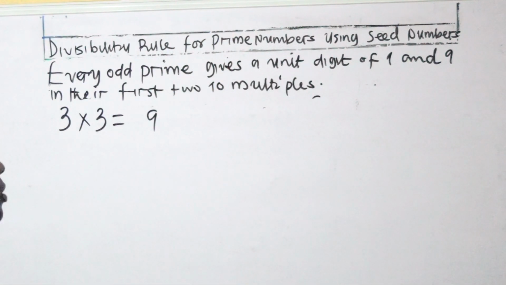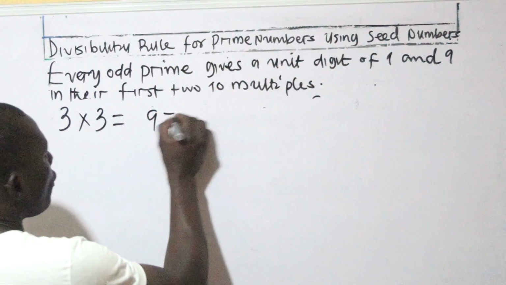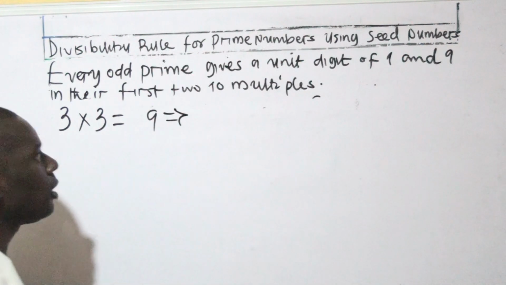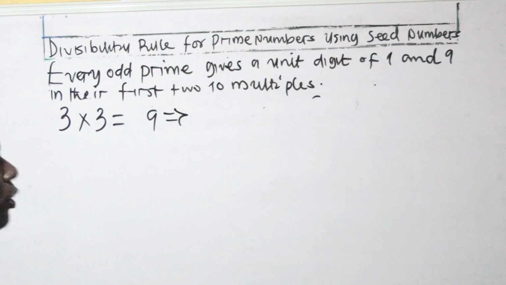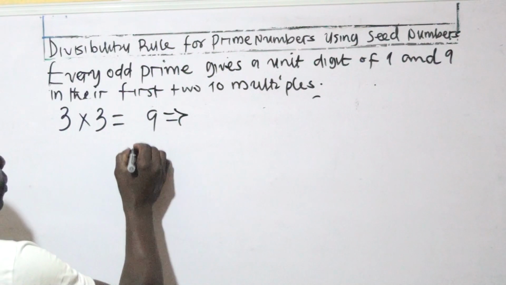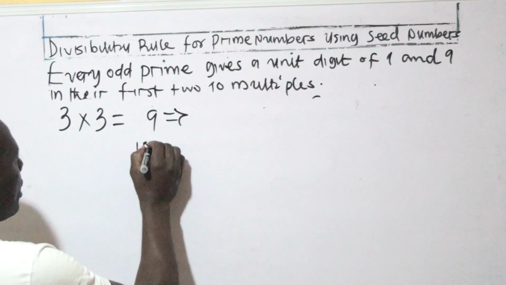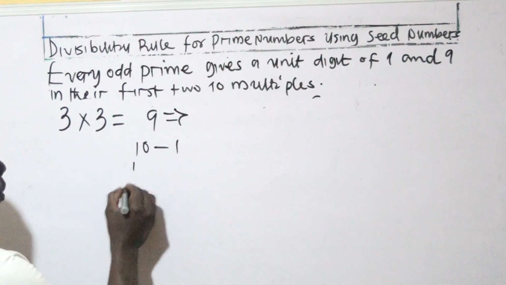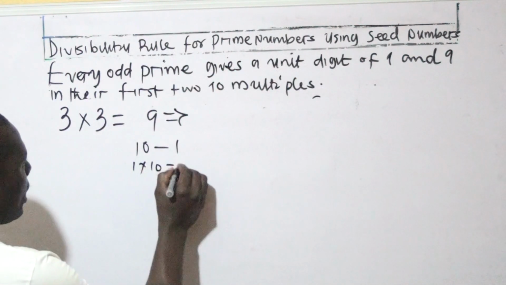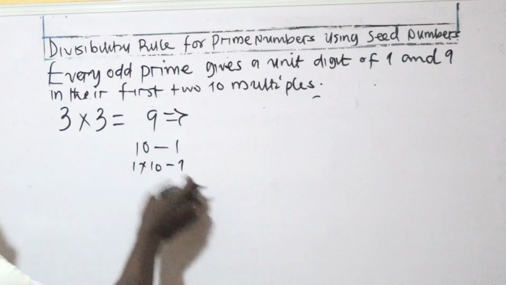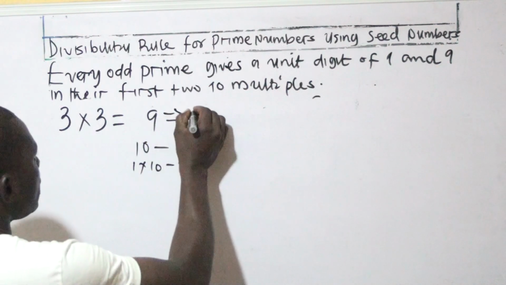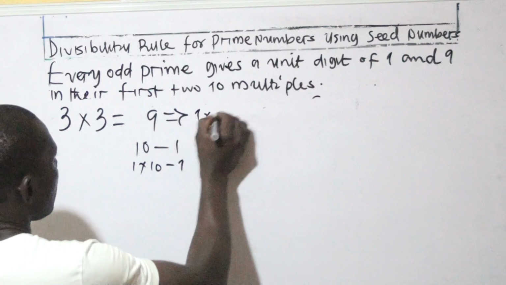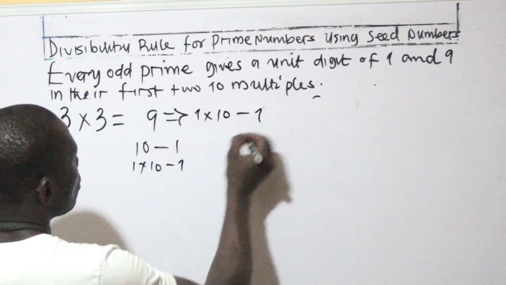So here, for us to formulate our ten multiples from this 9, 9 is the same thing as saying 10 minus 1. This 9 we can also say is 1 times 10 minus 1, and this will also give us 9. So we replace it here, we say this is 1 times 10 minus 1.